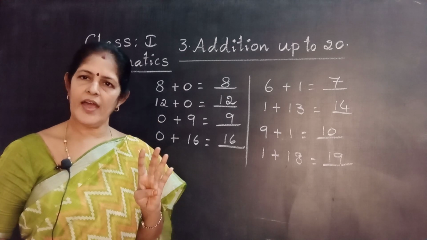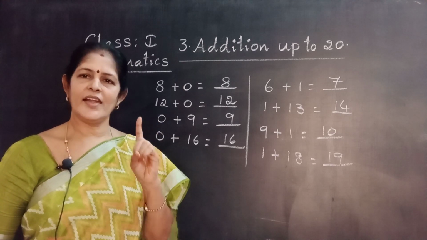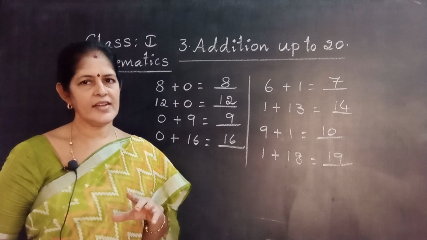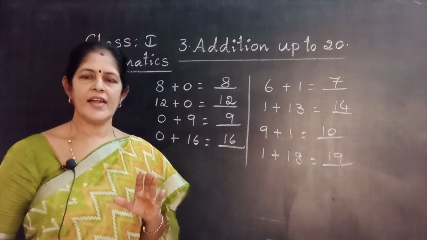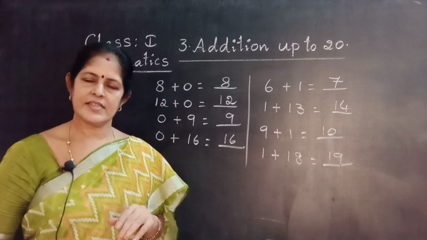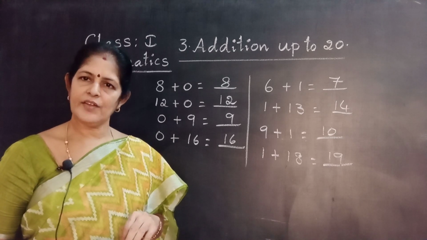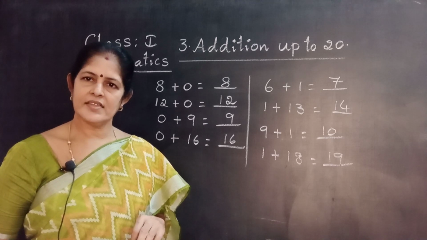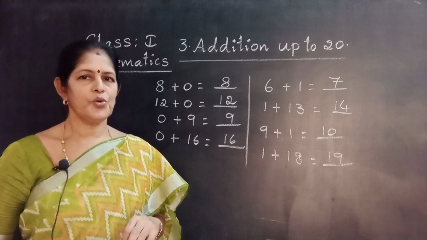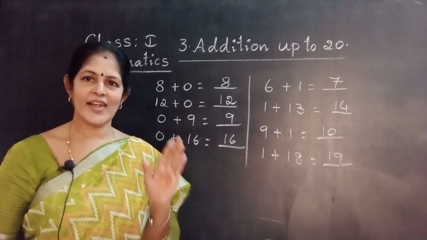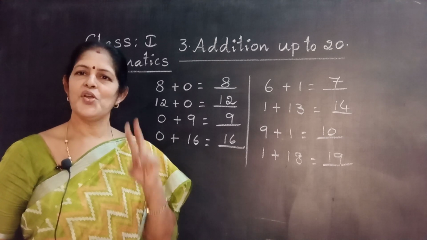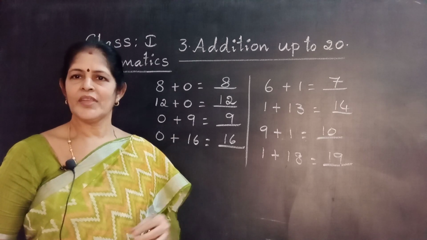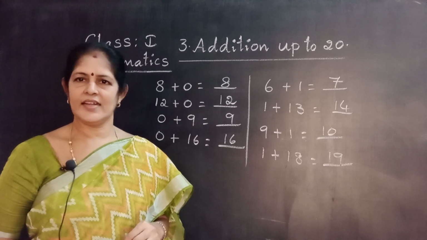1 ten, 4 ones, 14. 1 ten, 5 ones, 15. 1 ten, 6 ones, 16. 1 ten, 7 ones, 17. 1 ten, 8 ones, 18. 1 ten, 9 ones, 19. 2 tens, 0 ones. 1 ten and 1 ten make 2 tens. 2 tens means 20.